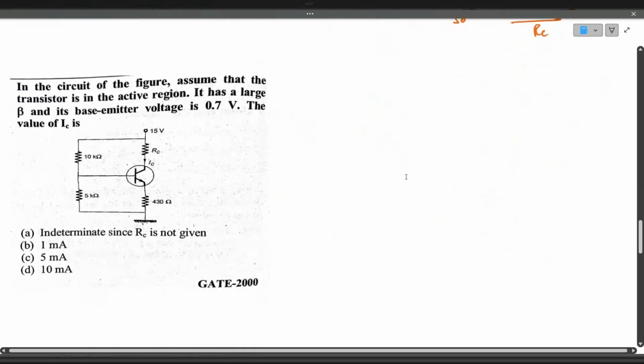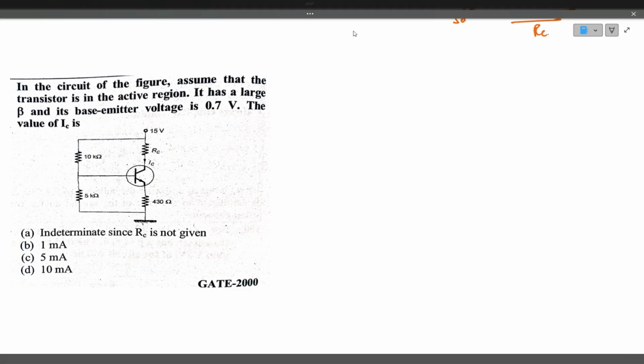We'll see the next question. In the circuit of the figure, assume that the transistor is in active region. It has a large beta. A large beta means you must understand that IB is very, very small, negligible. The base current is negligible, and the collector current is approximately equal to the emitter current. Its base emitter voltage is 0.7 volts.